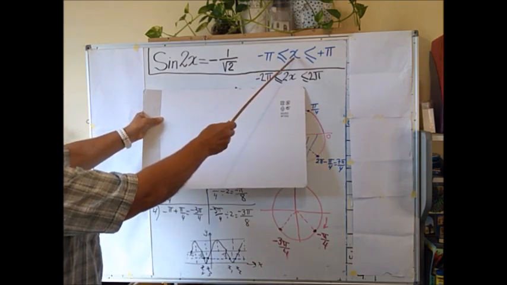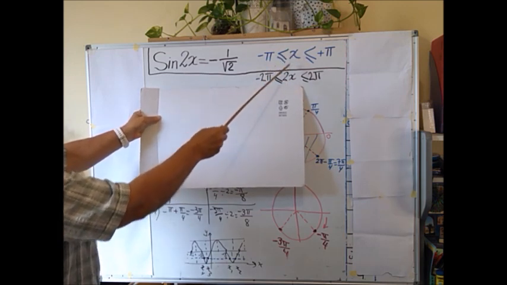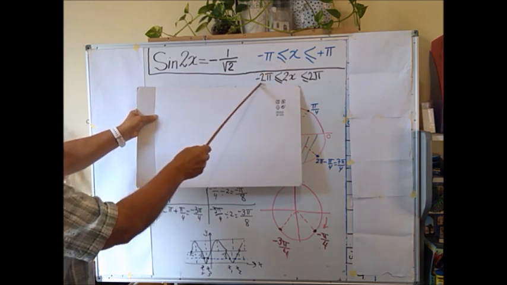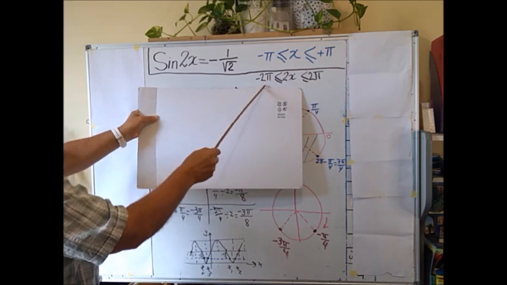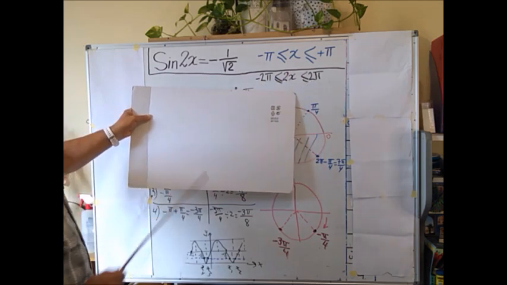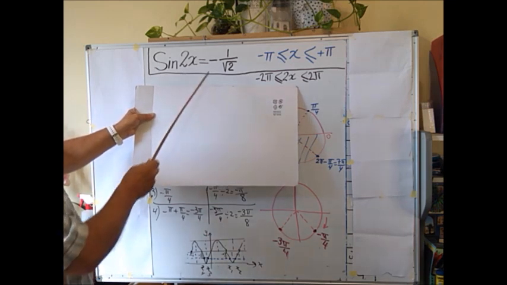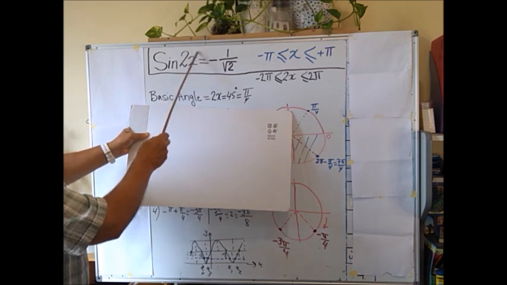So the next step is that, because we are given the domain for x, we multiply this by 2. So from x, we go to 2x. It would now be between minus 2 pi and plus 2 pi. So that's what we've got now. Okay, now this is the angle 2x.